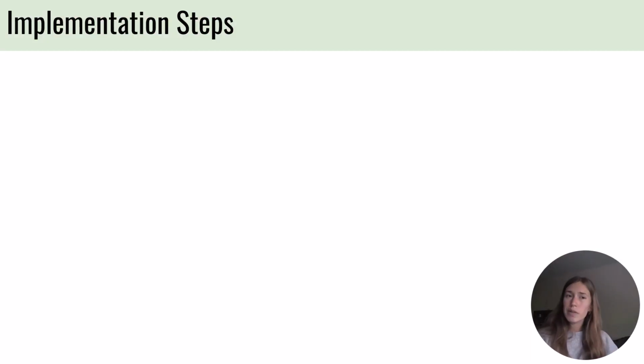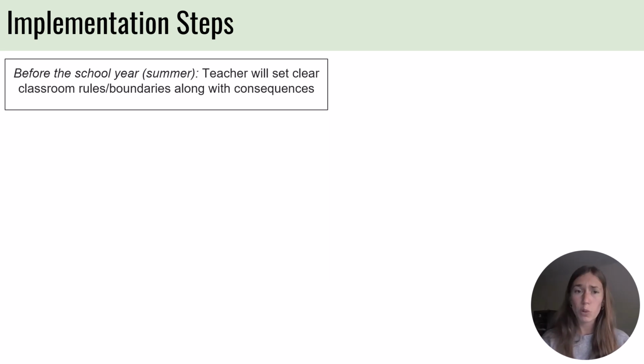All right, so within my implementation, there are 9 key steps that we are going to focus on. The first 3: one happens before the school year, one happens during the summer, and then the rest is just during the school year. Before the school year even starts, the teacher needs to set clear classroom rules and boundaries along with consequences. Students need to be held accountable for their actions. If they are not feeling the heat, they're going to keep doing the same things because they know that they can get away with it.